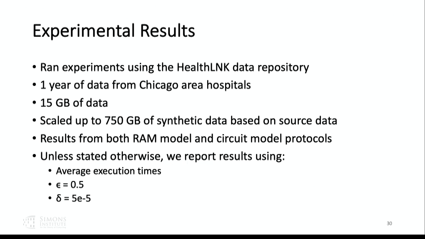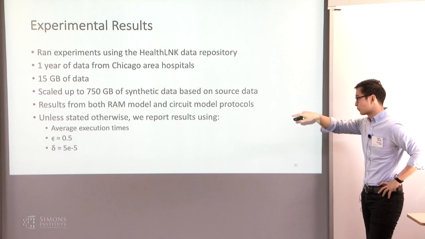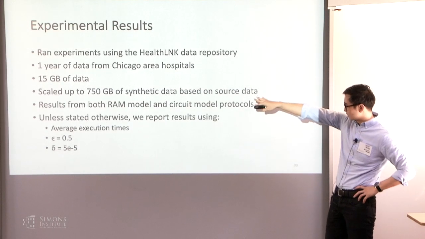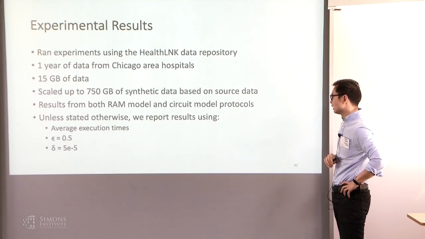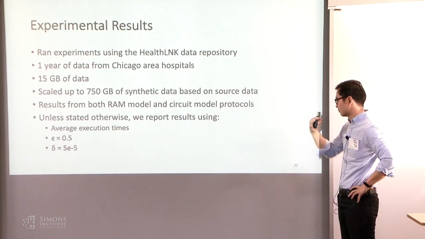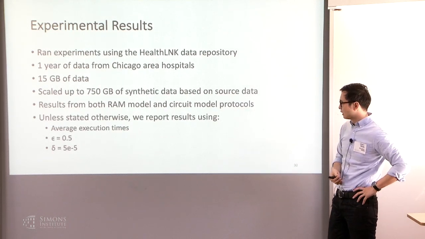Great. So now let's go on to some experimental results. This is systems guys, so, you know, having some numbers. What we did, we got some data from Northwestern hospitals, from this HealthLink data repository. We actually have more years, but we chose one year of Chicago area hospital data, 2006, which is about 15 gigabytes. Then I scaled it up with synthetic data to about 750 gigabytes.